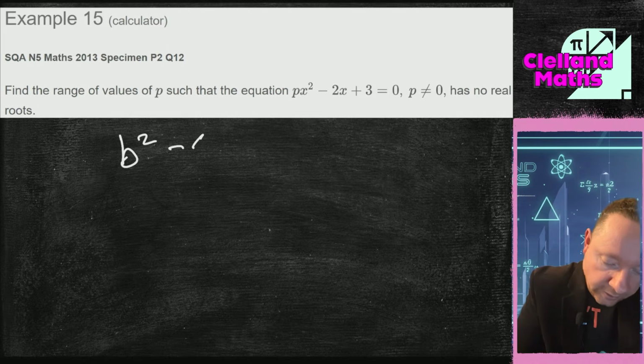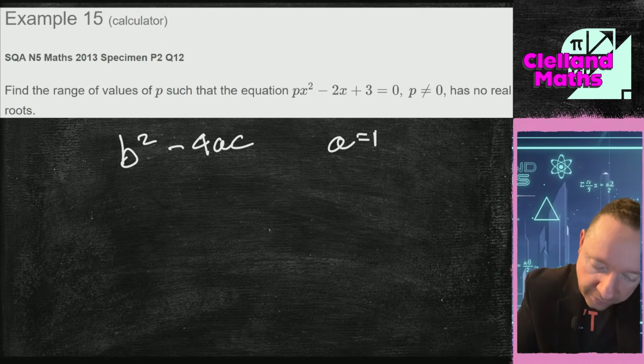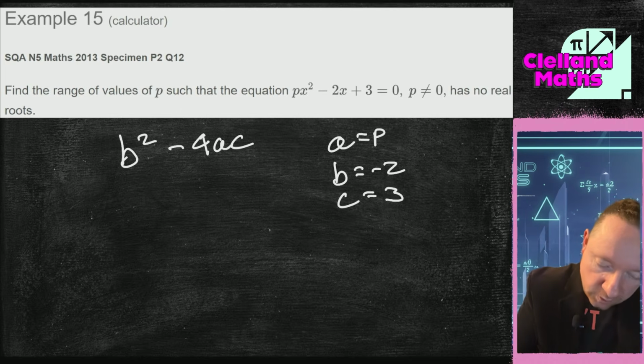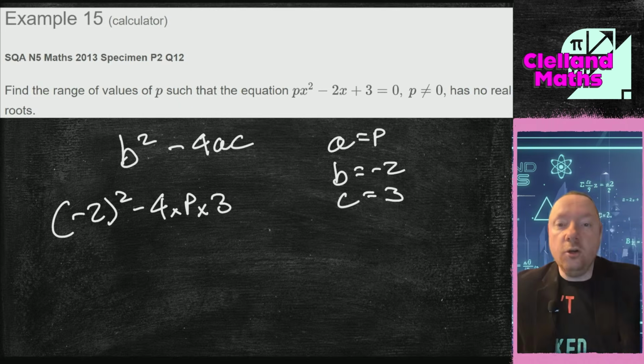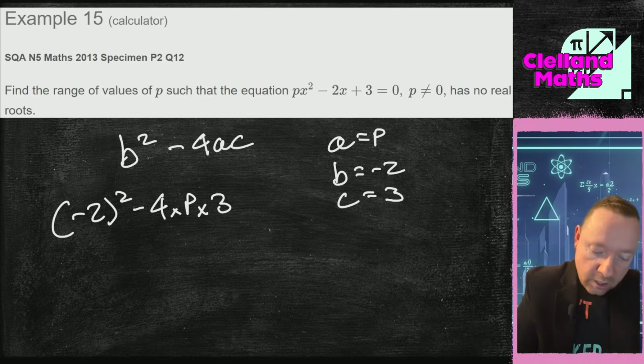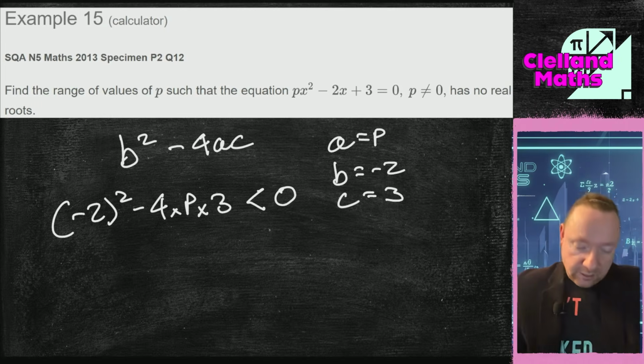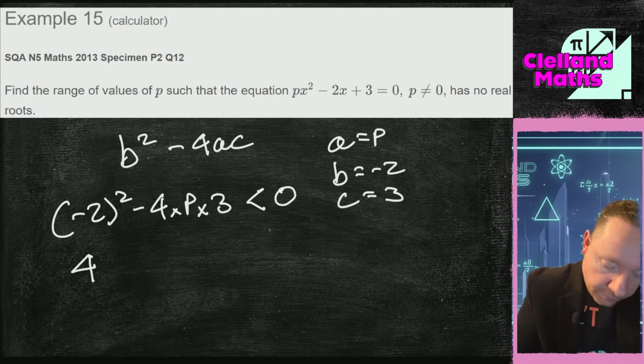B squared minus 4ac. Well, a is p, because it's px squared. b is minus 2 and c is 3. So I've got minus 2 squared minus 4 times p times 3. And it says no real roots. If it's got no real roots, that's less than 0 is what you had to realise, because no real roots means it's negative. So that's 4.